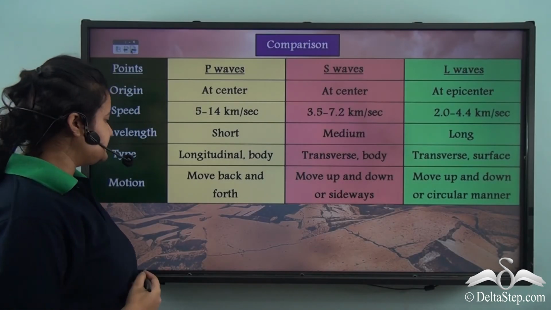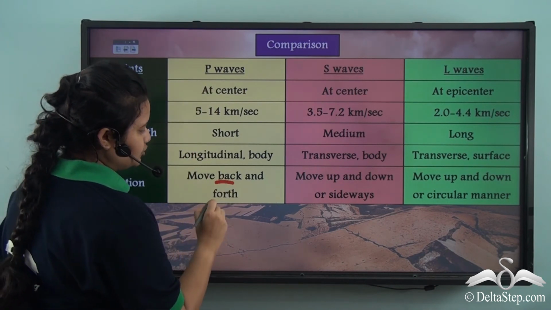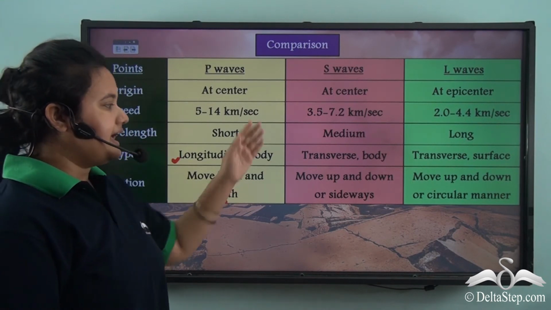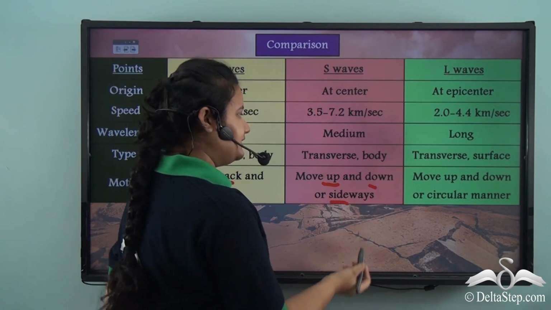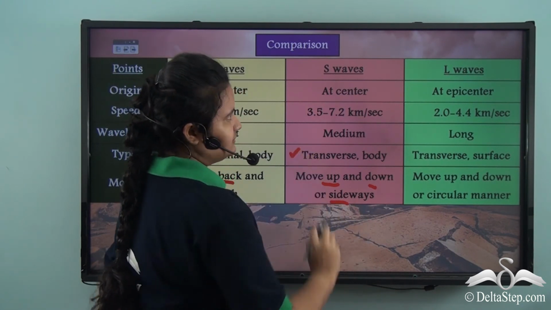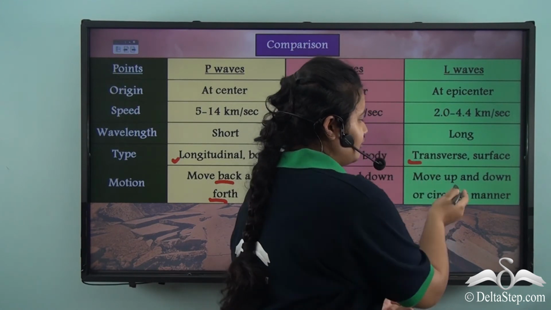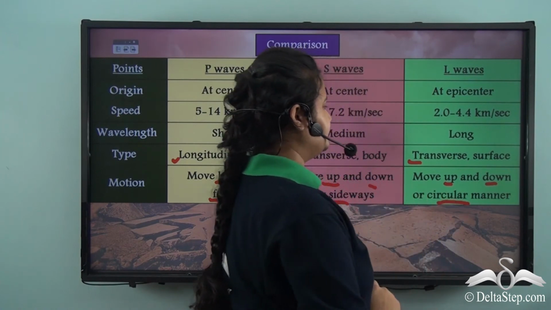So, as we just discussed, P waves follow a back and forth motion, and therefore they are also called longitudinal waves. S waves move up and down or sideways, and therefore they are transverse waves. L waves are transverse waves. They move up and down or follow a circular pattern.